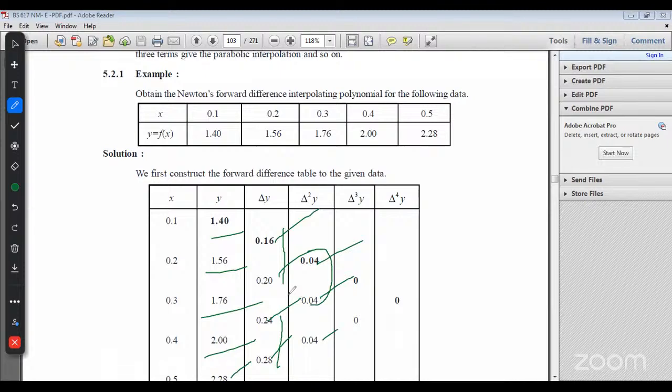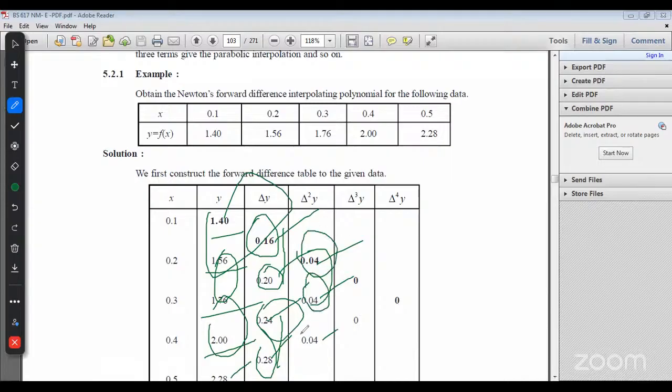In the table we go from down value to up value. See here, these two values, then these two values, then these two values we are subtracting. This is del y naught, this is del y1, del y2, del y3, this is del square y naught, del square y1, del square y2, del cube y naught, del cube y1, and this is del 4 y naught. So first y naught, then y1, y2. We are taking the values as per this.